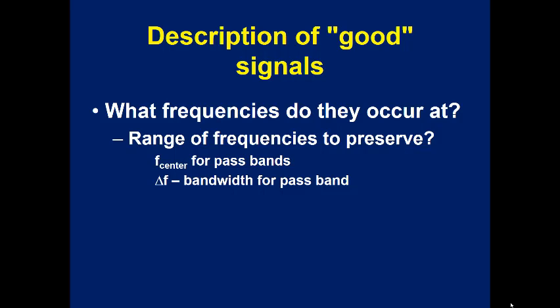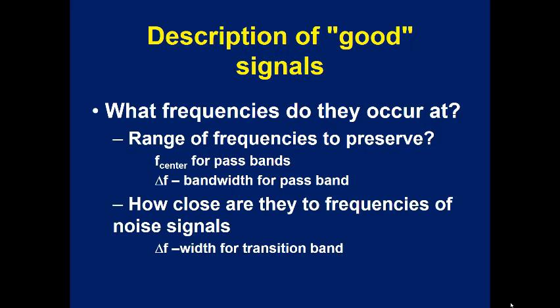So what range of frequencies do we need to preserve and not filter out, so that if we're creating any pass bands, where are those, what are their widths, where are their centers? And we really need to know how close the critical frequencies that we need to preserve are to the frequencies that we're trying to get rid of, because that will set up requirements for how wide the noise removal notches or stop bands are that we're going to design.